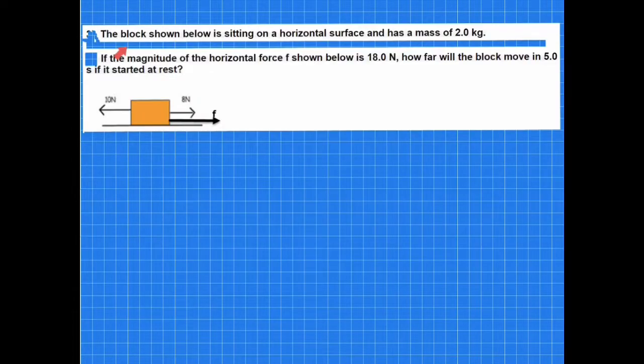motion. Demonstration problem. The block shown below is sitting on a horizontal surface and has a mass of 2 kilograms. If the magnitude of the horizontal force F shown below is 18 newtons, how far will the block move in 5 seconds if it started at rest?